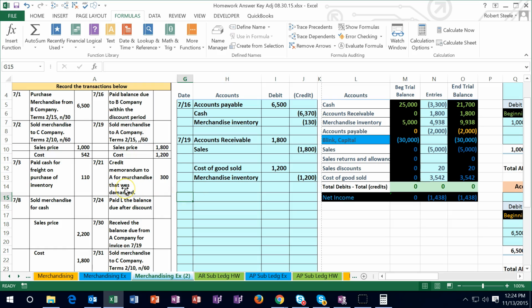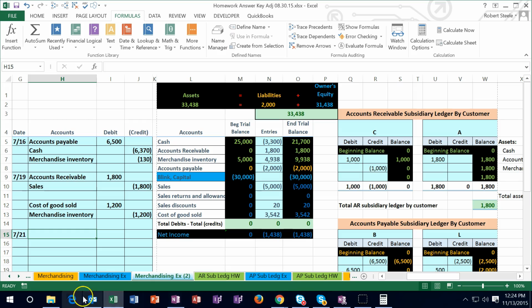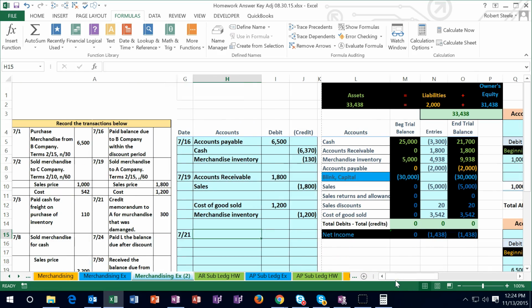Alright, so now we're on 721 where it says credit memorandum to A for merchandise that was damaged. Okay, so we're going to send a credit memorandum from A for merchandise that was damaged. So A's saying that this merchandise was damaged and we're going to give them the money back if they have paid us, but they have not yet paid us in this case. They have money owed to us on account. So therefore, is cash affected? No.